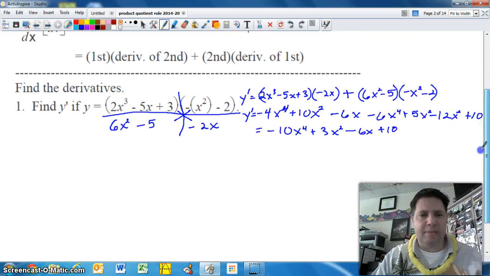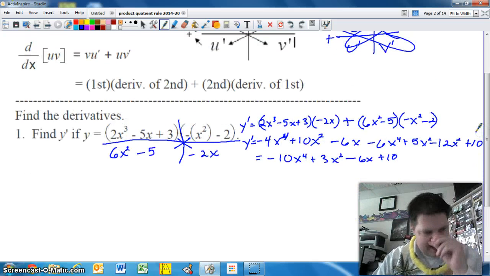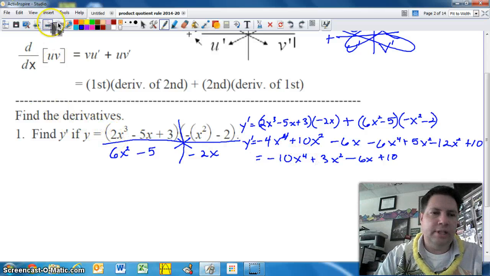First times the derivative of the second plus second times the derivative of the first. That is the important information you need to know. Let's go to number 2.